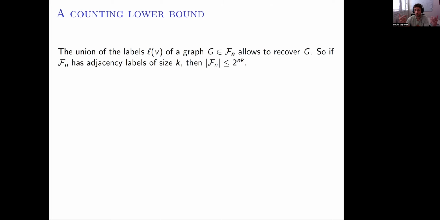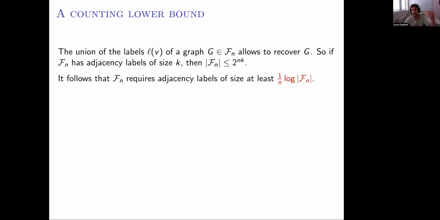But you only have 2 to the kn possible words on kn bits. So in your class, you must have at most 2 to the kn graphs of order n. So if you put it the other way around, it means that for any class F, you need adjacency labels of size at least 1 over n times log of Fn. Okay, n is always the number of vertices in the graphs that you consider.